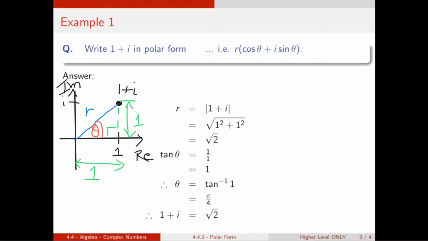Therefore, we can say 1 plus i is equal to root 2, which is r, times cos pi over 4 plus i sine pi over 4.